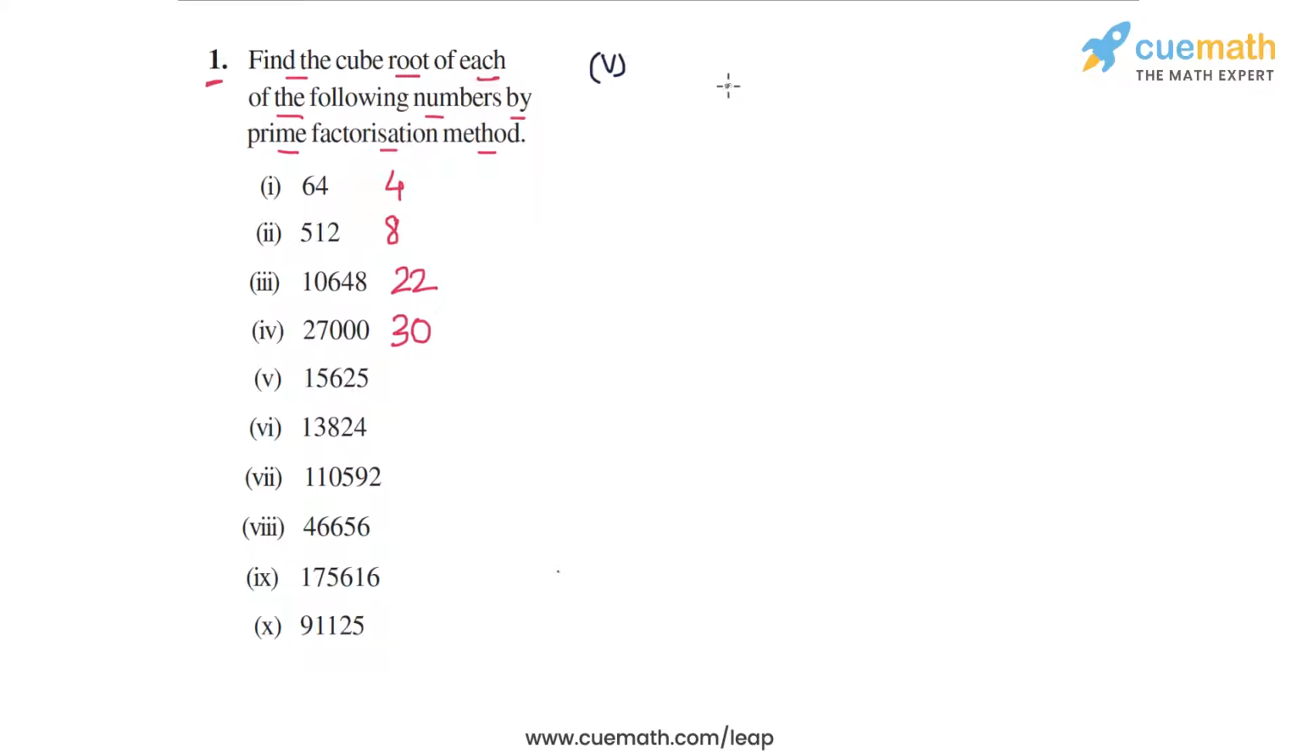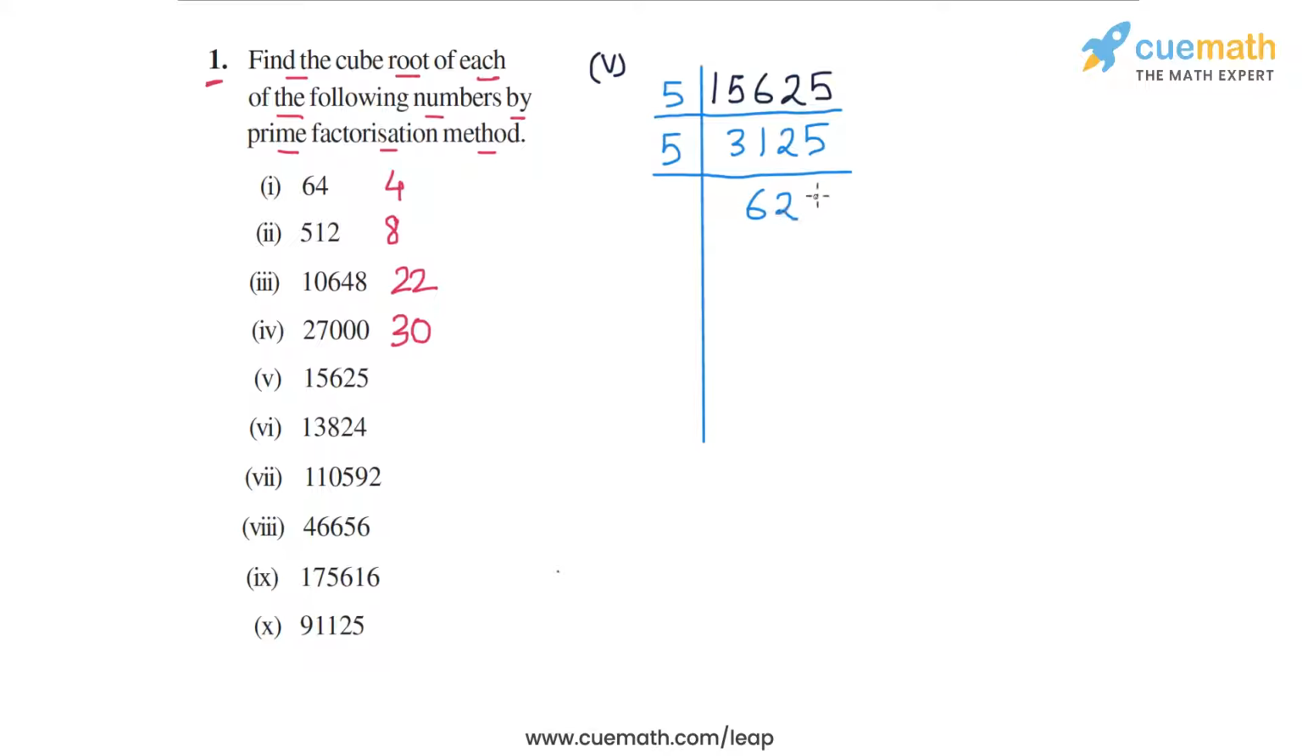The number in part 5 is 15,625. And as always, we will first prime factorize this number to find its cube root. Now this number is not divisible by 2, it's not even. It's also not a multiple of 3 because the sum of its digits is not a multiple of 3. But it is divisible by 5. So we can take out a 5 and that will give us 3,125, which is again a multiple of 5. So we take out 5 again and that gives us 625.